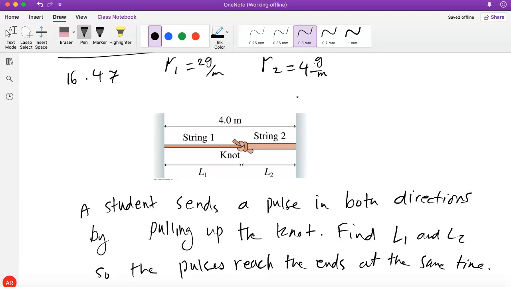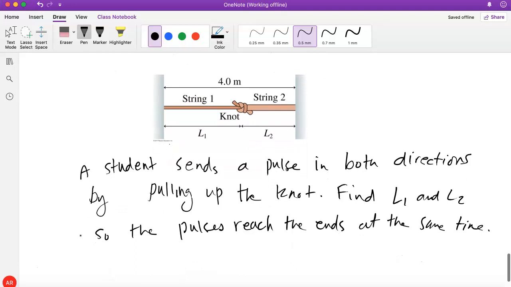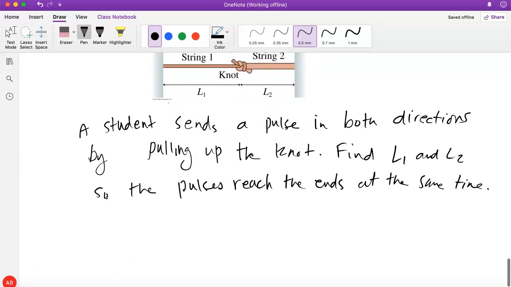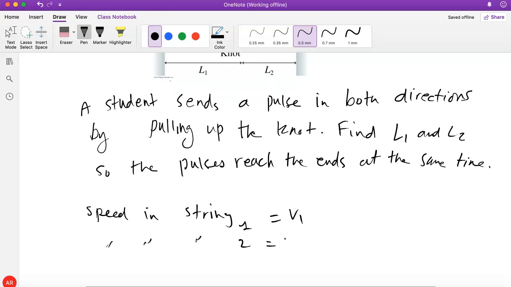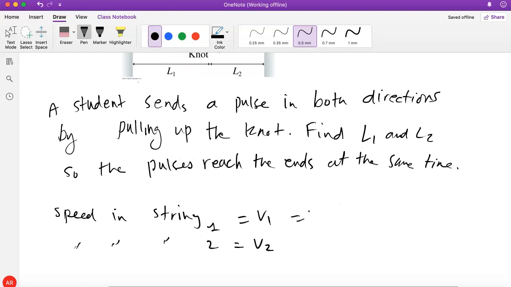And we want to find those two distances. So the pulse travels those distances in the same time. If that's the case, what's the mathematical description of that? Well, suppose the speed in string 1 is v1 and the speed in string 2 is v2. So v1 is going to be the square root of tension divided by mu1, and v2 is going to be the square root of tension divided by mu2.